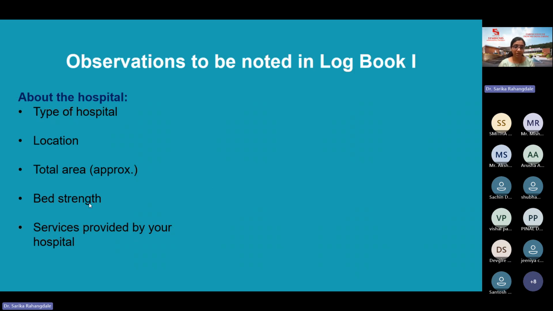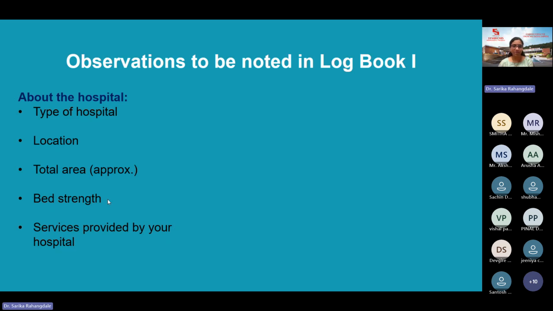And you have to note down the services provided by your hospital. Services provided means what kind of facilities are there, whether only the basic facilities are provided, whether it has diagnostic facilities also, and whether there are any super specialty tertiary care facilities. So you will write in detail about the basic details of your selected hospital. These are the primary details of the hospital.